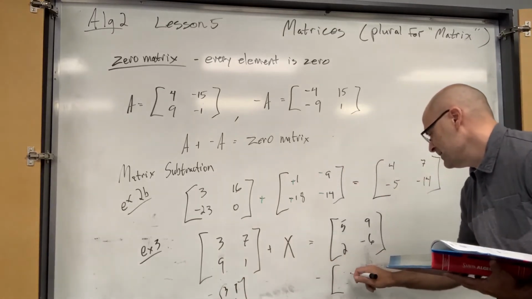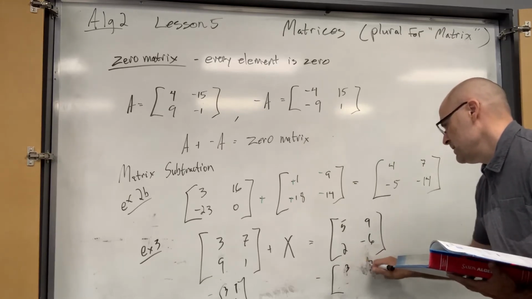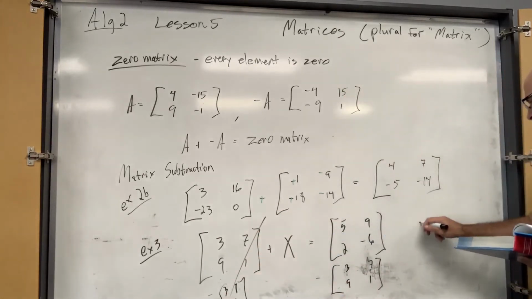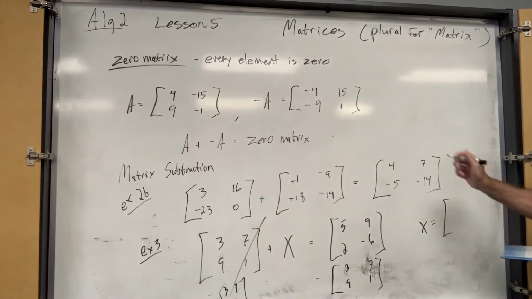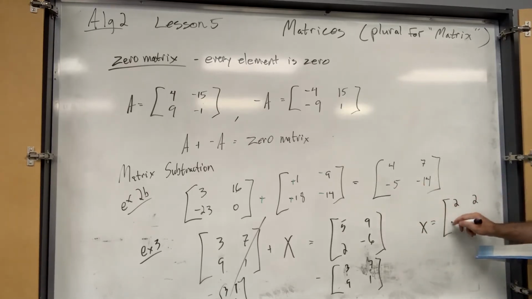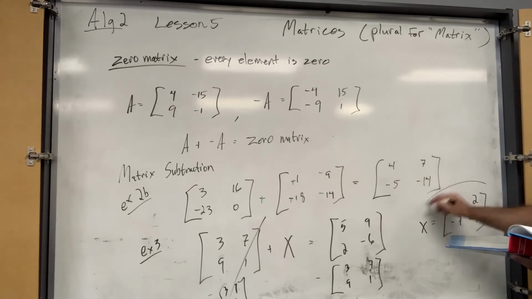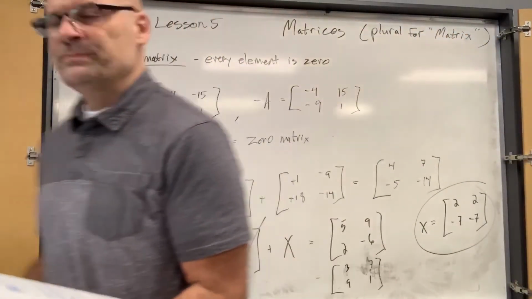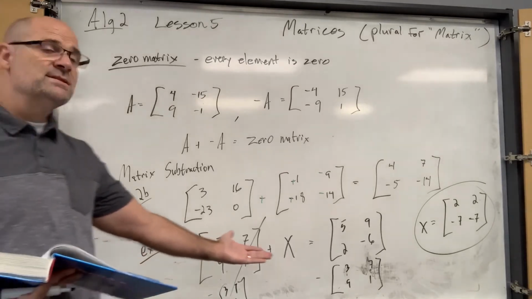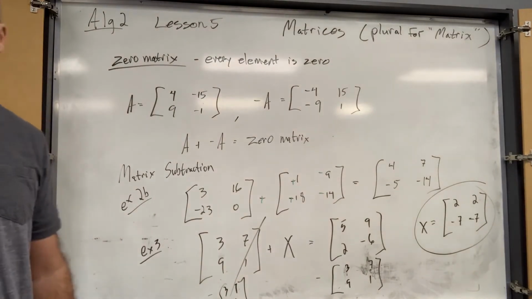You don't have to write it out like this. I wouldn't. 3, 7, 9, 1. Okay, those will cancel, and you're left with X equals the matrix. 5 minus 3 is 2. 9 minus 7 is 2. 2 minus 9 is negative 7. Negative 6 minus 1 is negative 7 as well. So there's your X. Does that feel all right? See what we did? We were just missing something in an addition problem. So when you're missing an add-in in an addition problem, you create a subtraction problem.